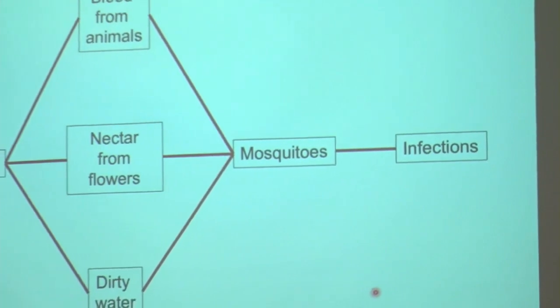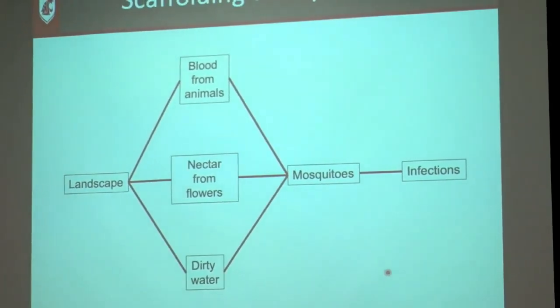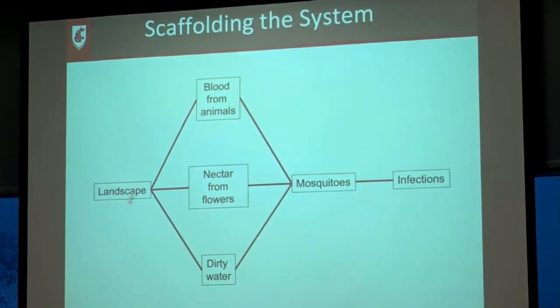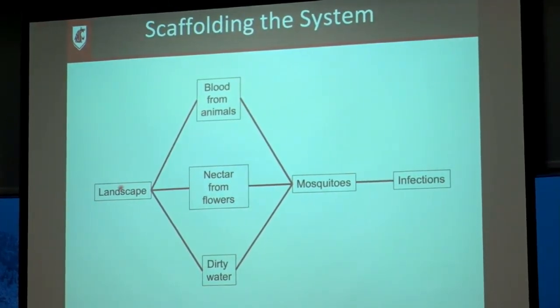Okay, getting back to West Nile virus, here's a basic framework of the system that I covered. We've got our landscape, which is affecting 3 essential resources for mosquitoes to develop. Animals that provide blood, flowers that provide nectar, and water where the larvae can grow. When those 3 resources are available, we can produce mosquitoes. And when we have mosquitoes, the more mosquitoes we have, the more infections we can get.